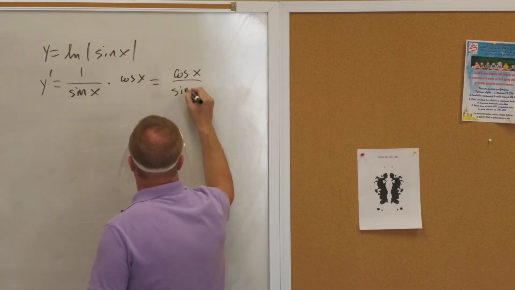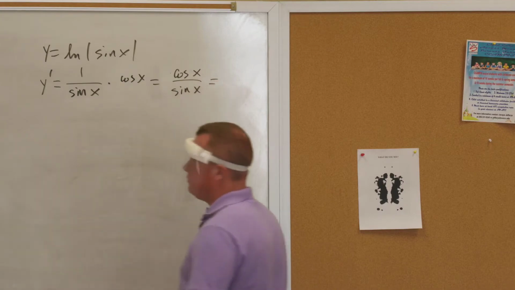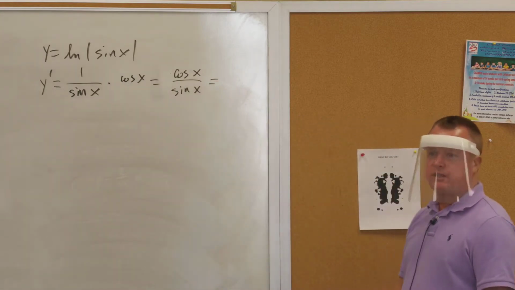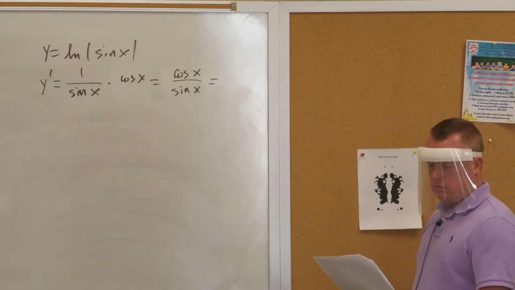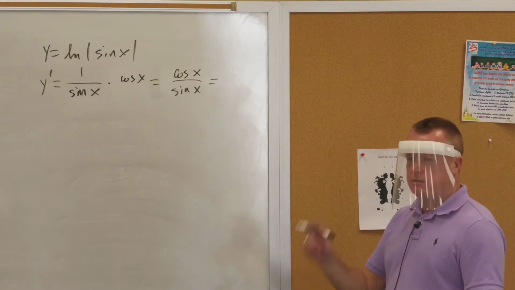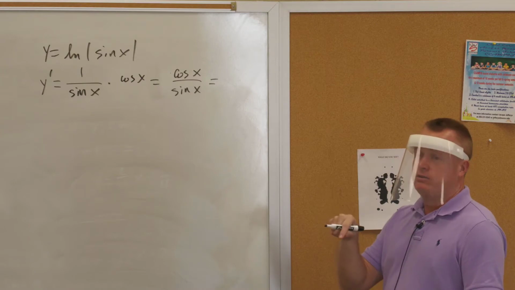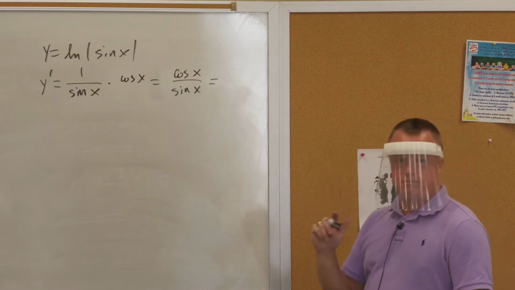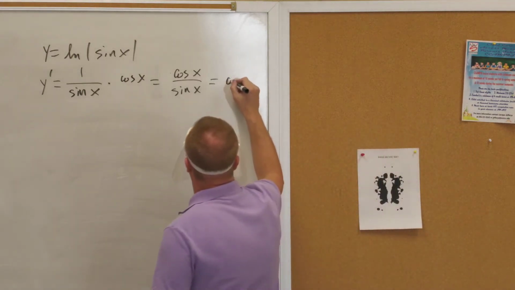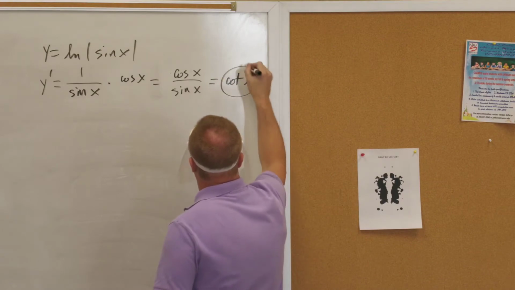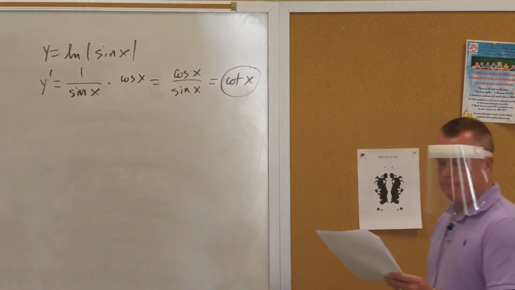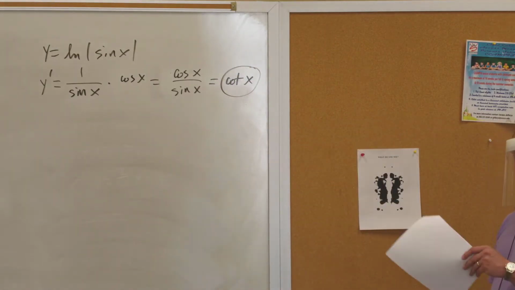And we always want to try to write it with as few trig functions as possible. So what does cosine over sine equal? Tangent is sine over cosine, so this is cotangent. Yeah, cotangent x. All right. Questions about that one?